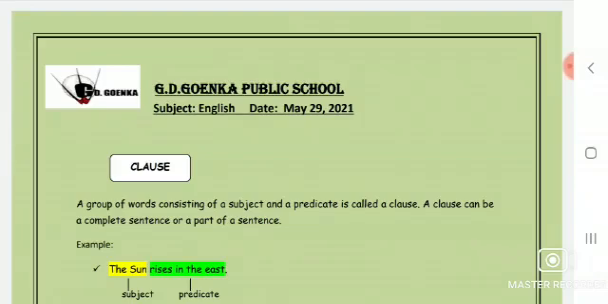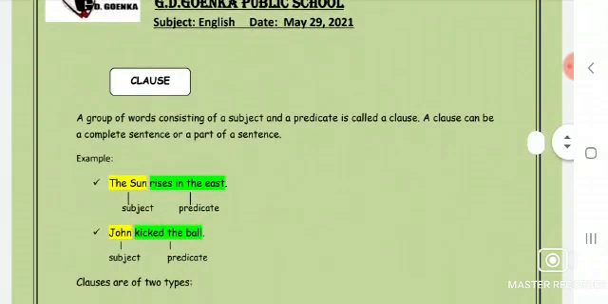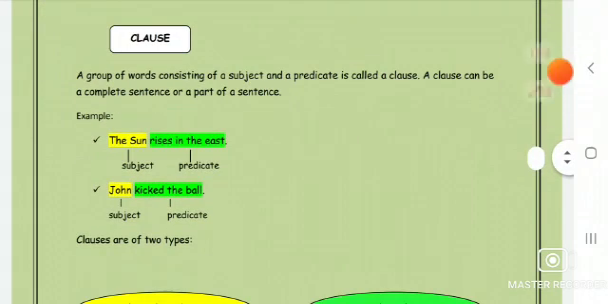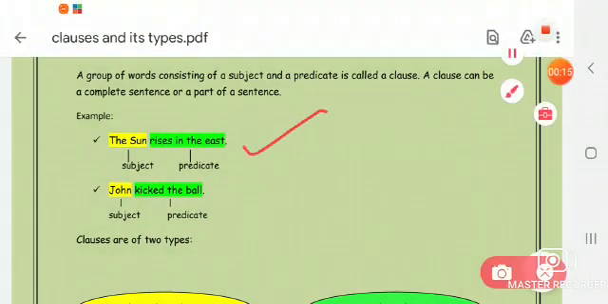In today's English class, we will learn about clause and its types. A clause is a group of words consisting of a subject and a predicate or a verb. For example, the sun rises in the east. It has the subject and also the predicate. Sun is the subject and rises in the east is the predicate.